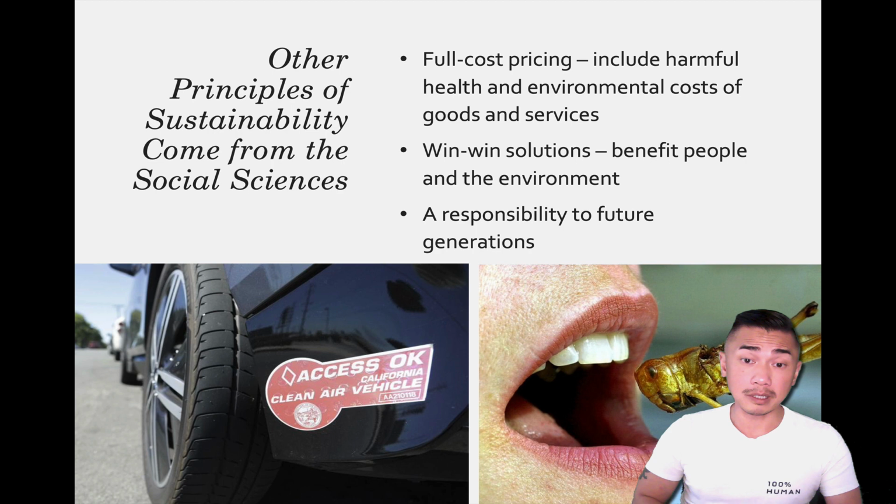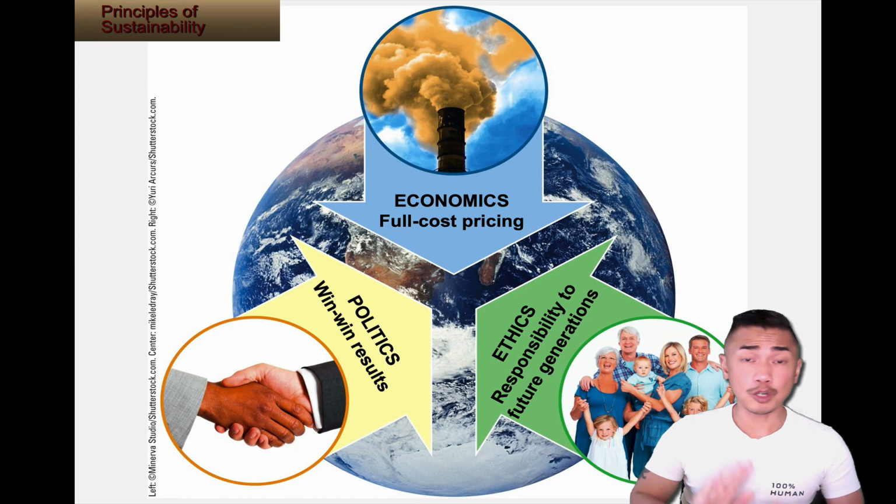And lastly, there's a responsibility to future generations. We have to think of what kind of earth we are leaving to our kids and our grandkids and other generations in the future. This infographic just shows those three other principles from the social sciences.